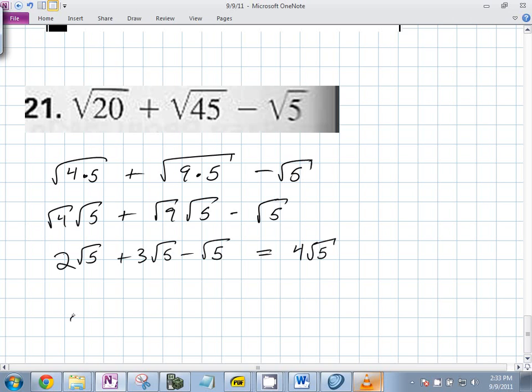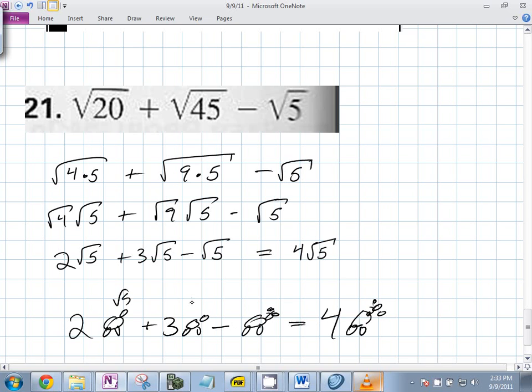Ready? 2 ponies plus 3 ponies minus a pony. How many ponies do we have? You still have the 5 in there. Yeah, in this case, root 5 is a pony. What are the other numbers? The 2 and the 3? Yeah, there are 2 of them here, 3 of them here. What's 2x plus 3x minus x? 4. Exactly. So what's 2 root 5 plus 3 root 5 minus root 5?